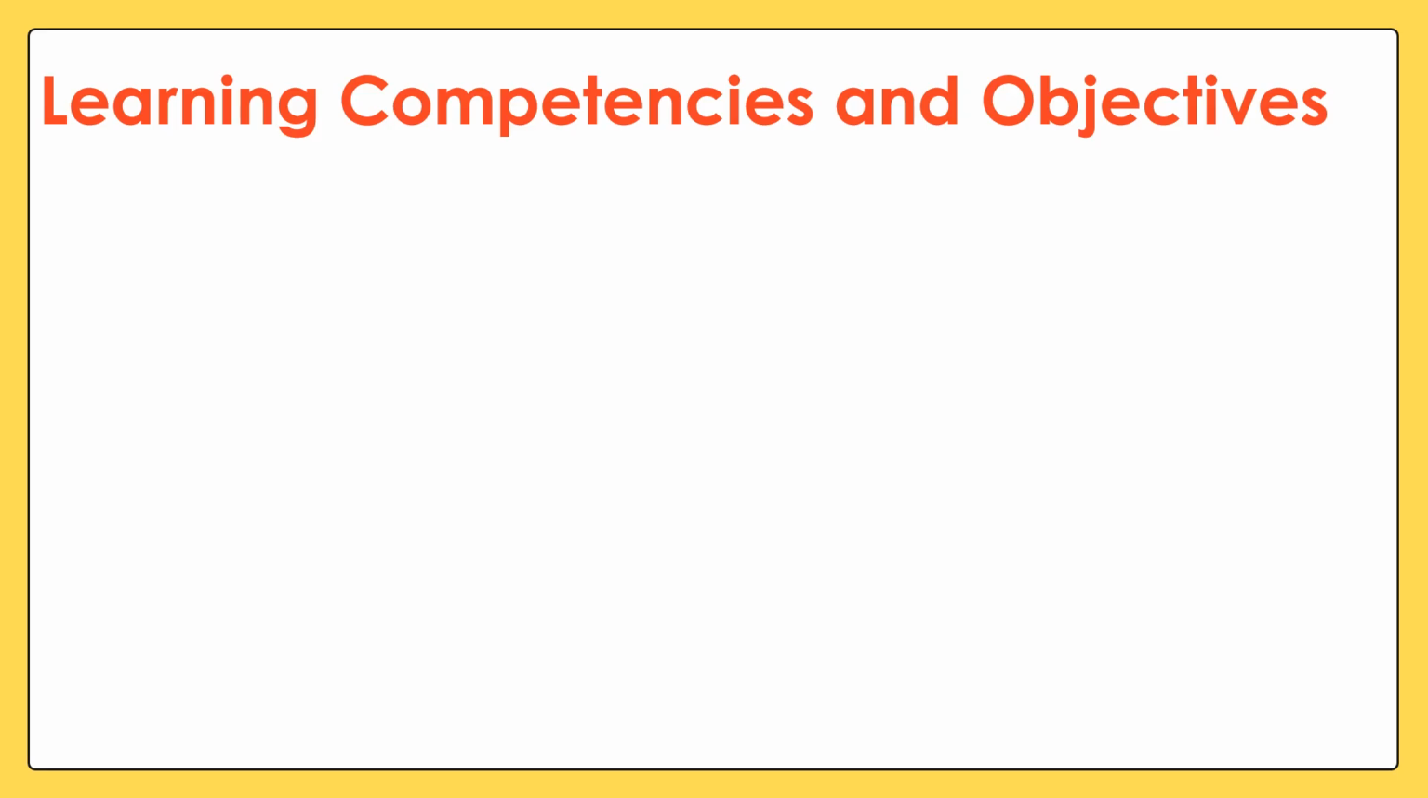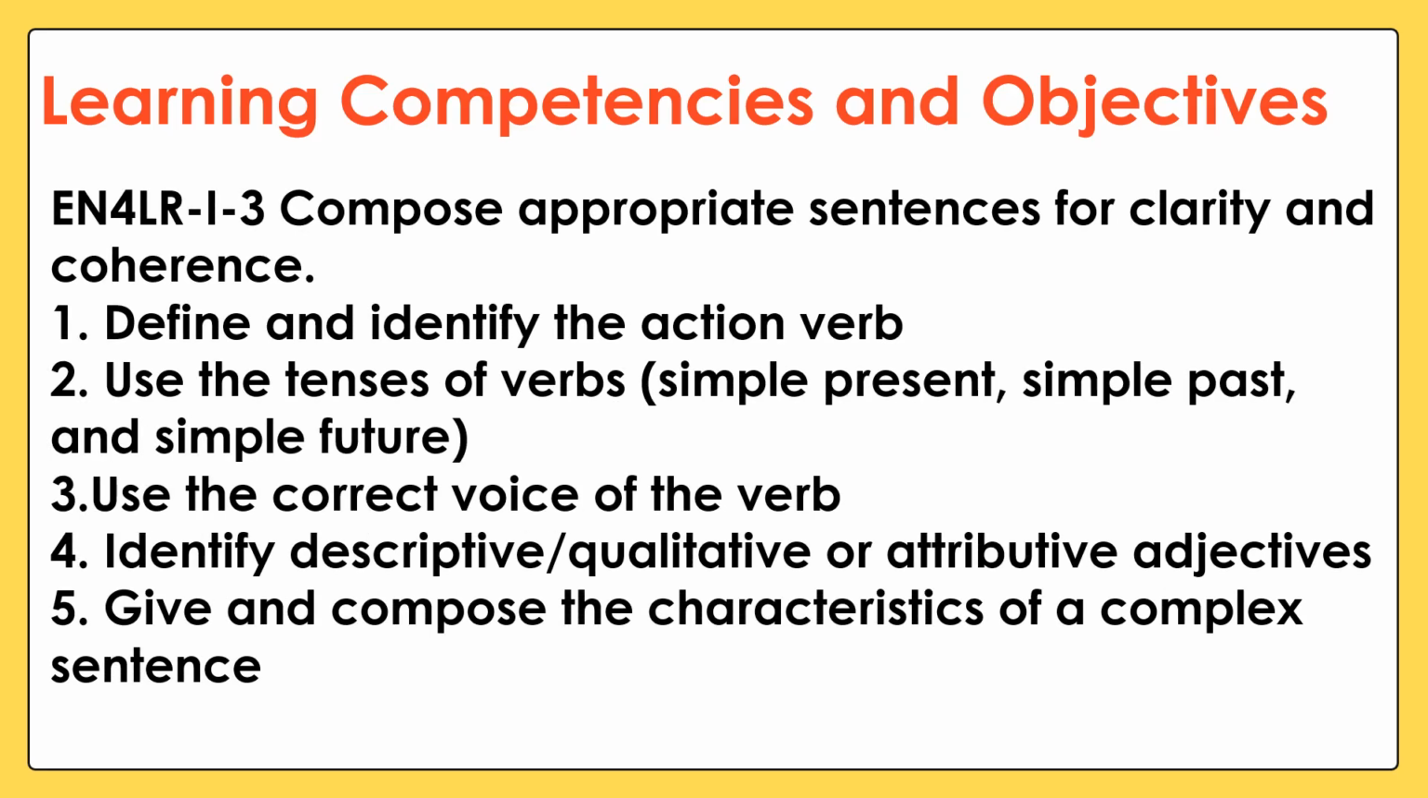Learning competencies and objectives. Compose appropriate sentences for clarity and coherence. Number 1, define and identify the action verb. Number 2, use the tenses of verbs: simple present, simple past, and simple future. Number 3, use the correct voice of the verb.